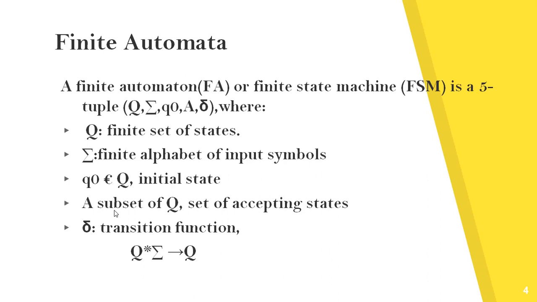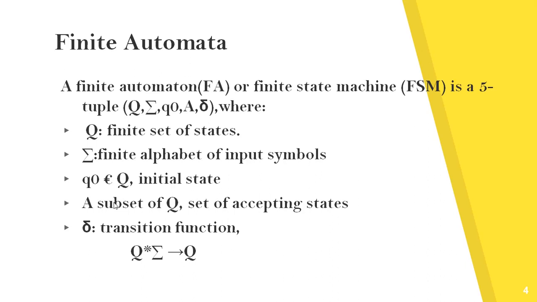The last parameter is delta. Delta stands for the transition function. Why do we require a transition function? We design our computational model so that it transits from one state to another state by using some input alphabets. That transition we define by using a function. A function takes some input, computes on it, and gives a result. So delta is the transition function.